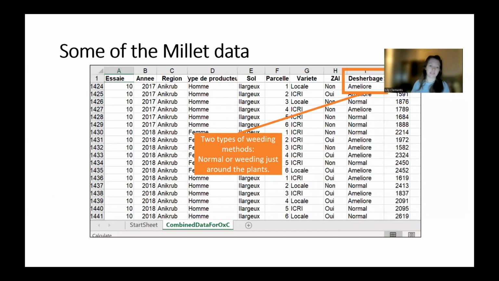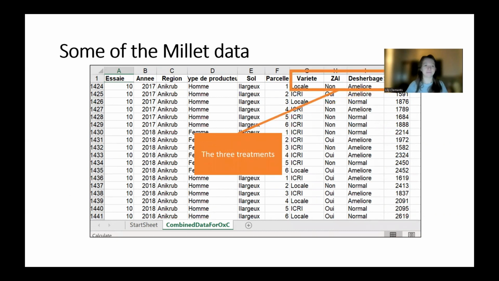And then there's 2 types of weeding. We have normal weeding or a specific type of weeding, which might be kind of like weeding around the plants type thing. And there are 3 treatments.